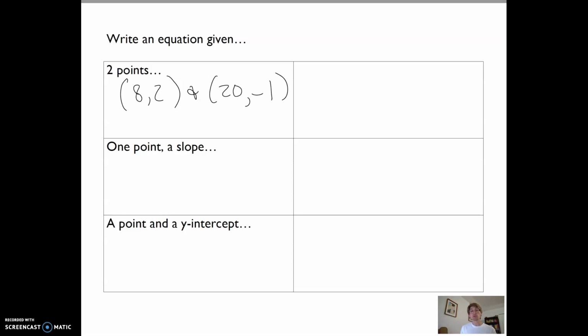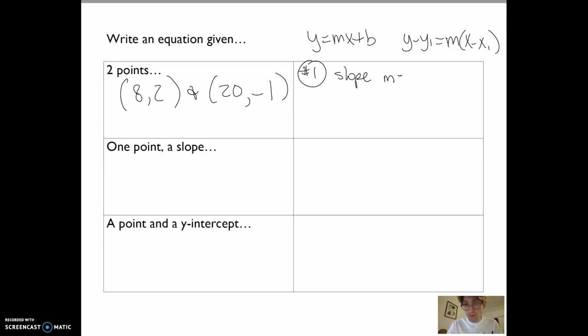So how do we write an equation? I'm going to do both types of equations. But for both slope-intercept form and point-slope form, the first thing we have to do is the same. We have to find slope first. So number one thing is calculate our slope. So m equals y-coordinate minus y-coordinate over x-coordinate minus x-coordinate. It's -3/12, which simplifies to -1/4. There's our slope.